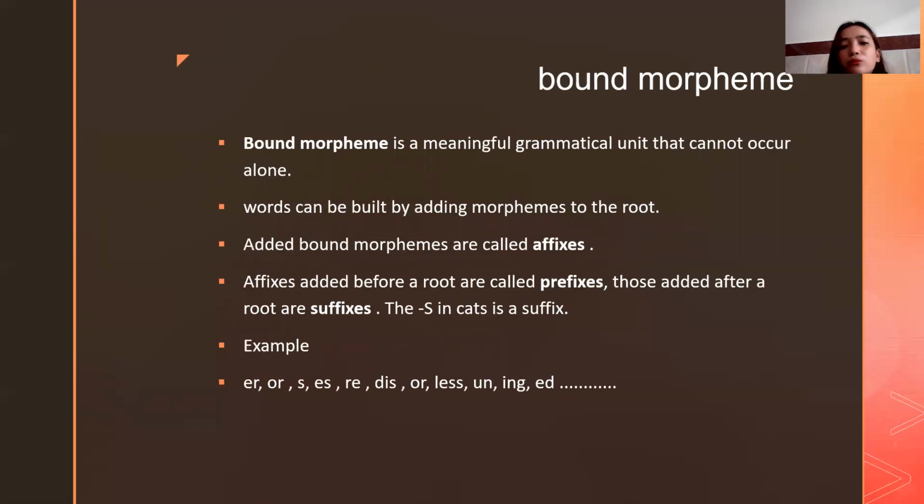A bound morpheme is a meaningful grammatical unit that cannot occur alone. Words can be built by adding morphemes to the roots, and these added bound morphemes are called affixes. Affixes added before a root are called prefixes, and those added after the root are suffixes, and the S in cats is a suffix. Examples are -er, -or, -s, -es, -ed, -less, and -ing, which are called suffixes.